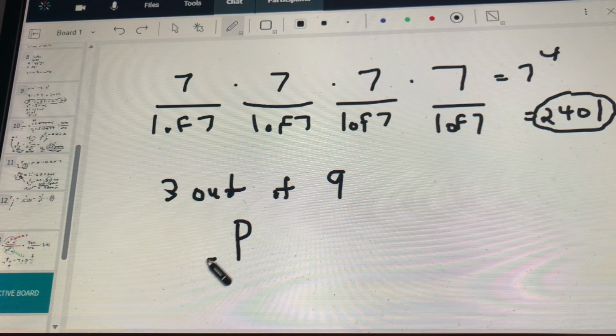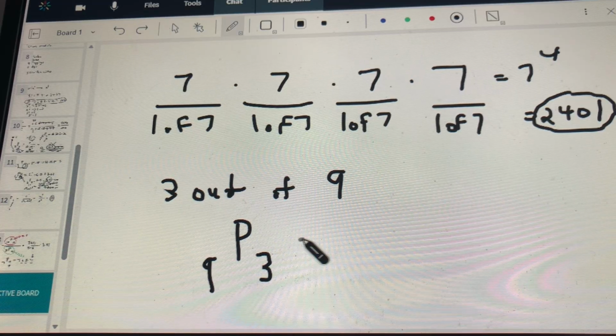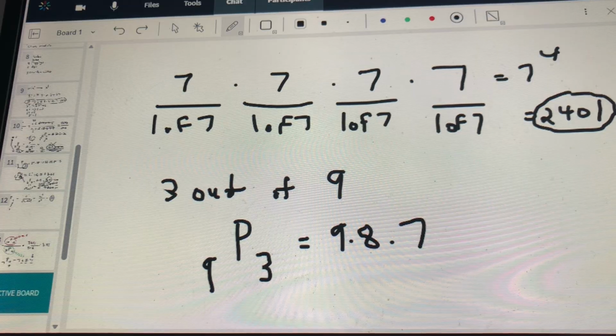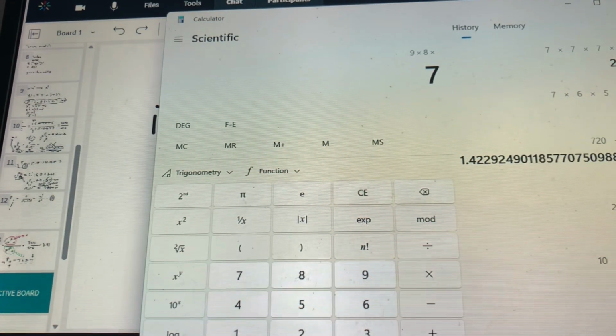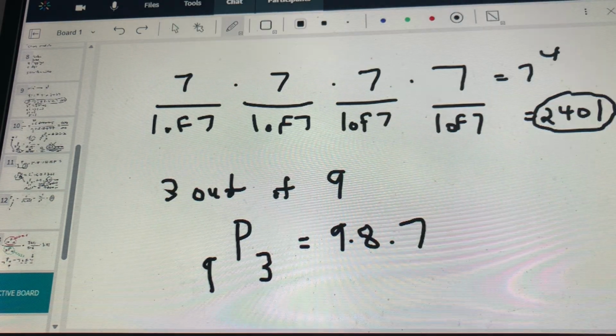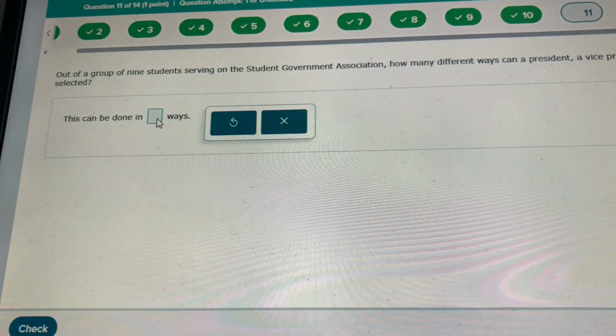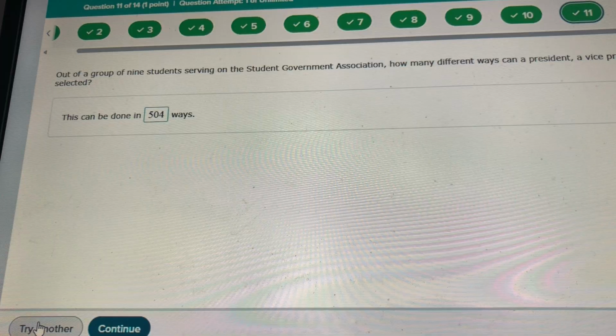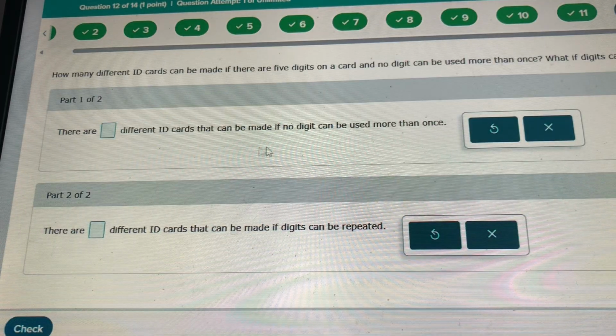And you always put the bigger number first, smaller number second. This is not 9 times 3. That's the junior high version. This is 9 times 8 times 7. Stop after 3 numbers. There's 504 ways to pick this set of officers. That's a good example of a permutation, actually.